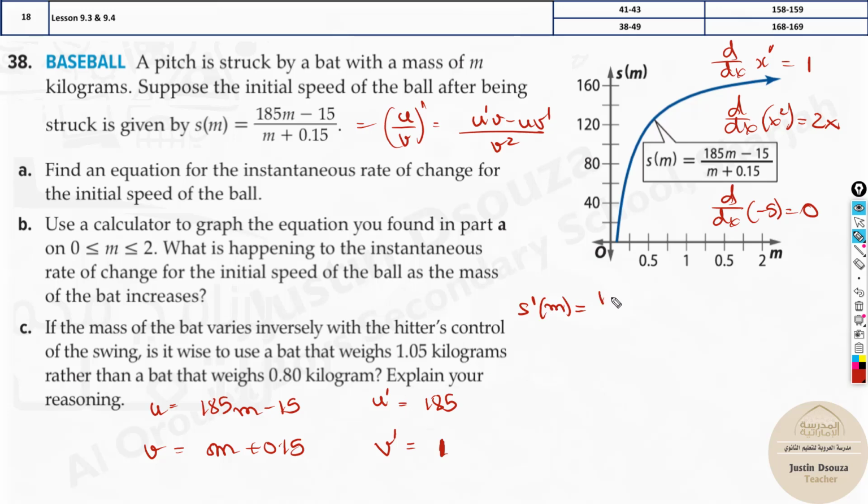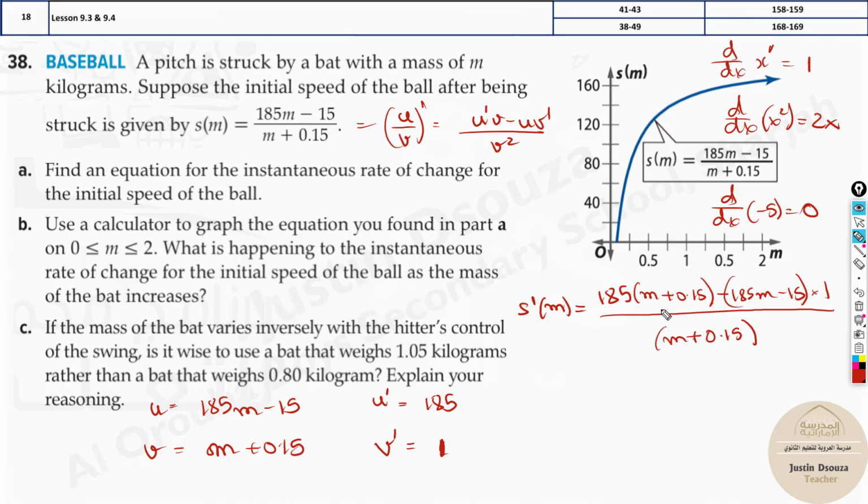It's just 185, so you can just write 185. And what is next? V. What is the v value? It is m plus 0.15. Minus, what is u then? U is 185 m minus 15. And lastly, what do we have? V dash is multiplied by 1. This whole thing divided by v squared, that is m plus 0.15 squared. So this is how we substitute.